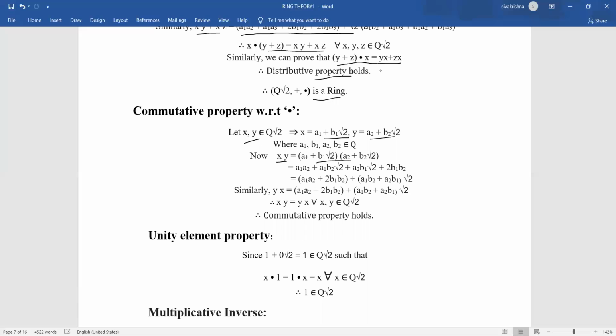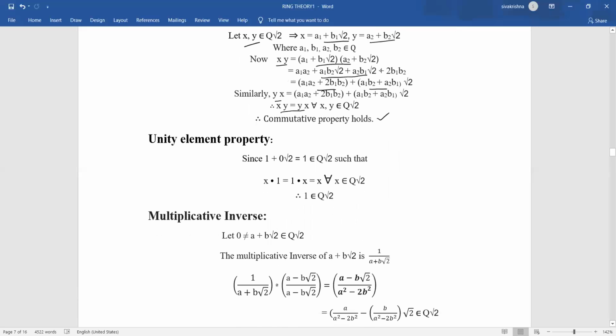After multiplying these two terms, we have to write them in the form a plus b root 2. Every time, after multiplying x and y, we have to write the result as a plus b root 2. Similarly, if you multiply yx also, we get the same value as xy. Therefore, xy is equal to yx. This is the commutative property with respect to multiplication, and it clearly holds. Coming to the next property, that is the unity element property.